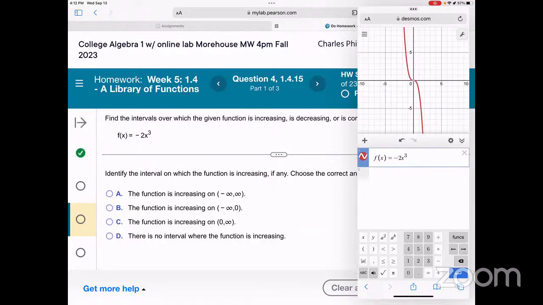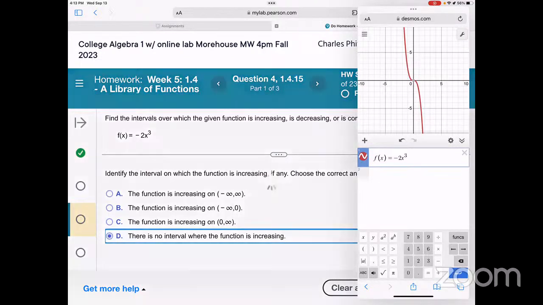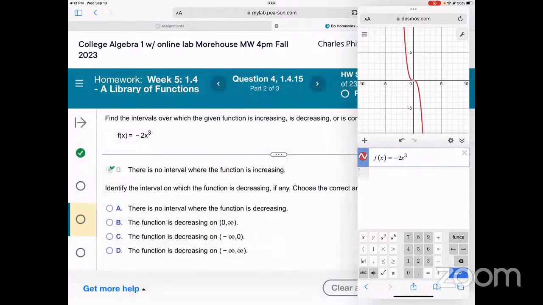And so the domain of this function is going to be from the very left to the very right, okay? And so the domain in this case is going to be all reals. So it's never increasing. Okay, it's decreasing over all reals, and it's never constant.